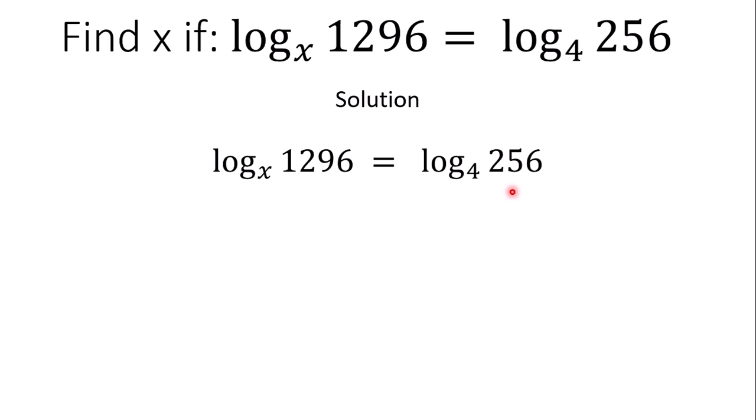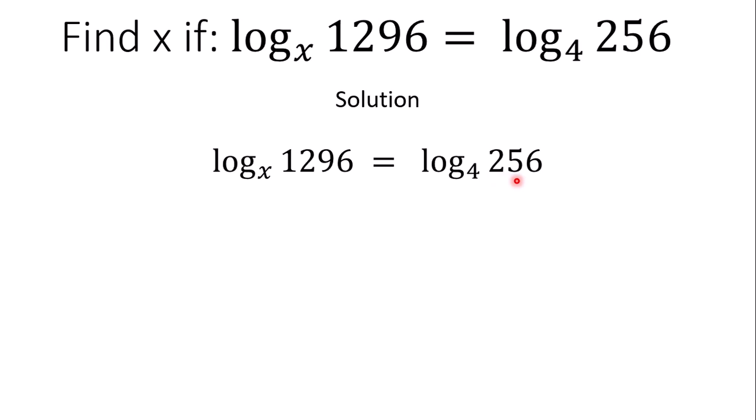So using the same preamble, 16 times 16 will give us 16 raised to the power 2. And 16 can also be written, in terms of this base 4, as 4 raised to the power 2. And already we are having another 2 there, so we are going to get 4 raised to the power 2 times 2, and that will give us 4 raised to the power 4.